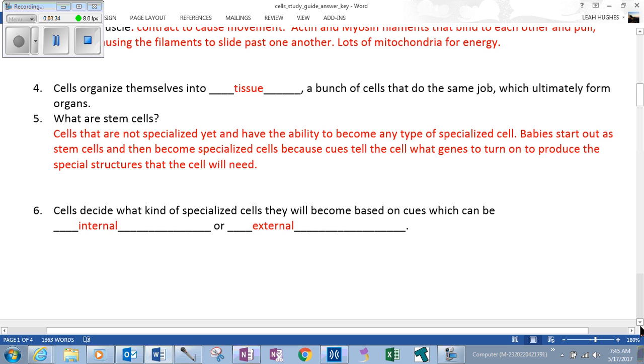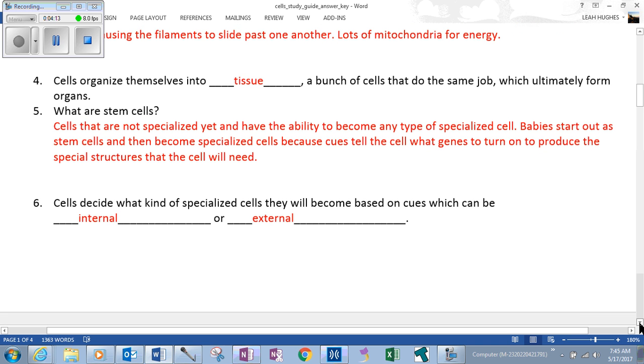Number 4. Cells organize themselves into tissue, a bunch of cells that do the same job, which ultimately form organs. 5. What are stem cells? Cells that are not specialized yet have the ability to become any type of specialized cell. Babies start out as stem cells and then become specialized cells because cues tell the cell what genes to turn on to produce the special structures that the cell will need.